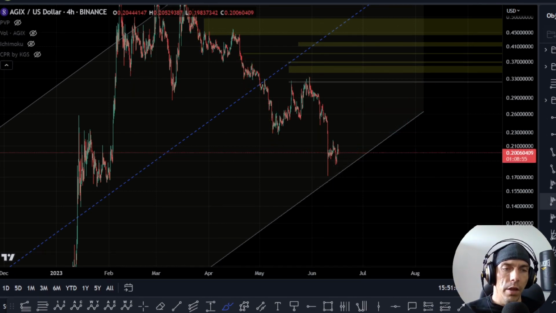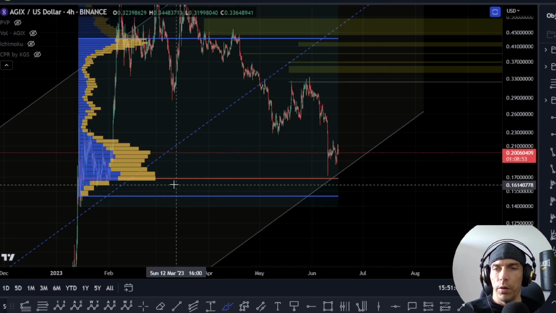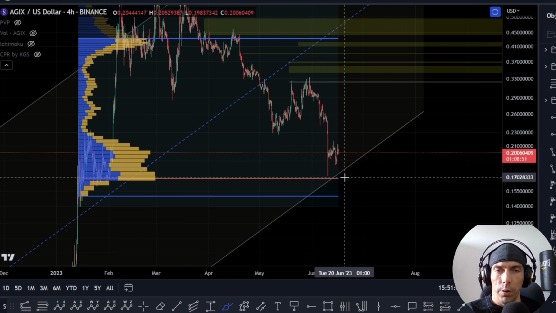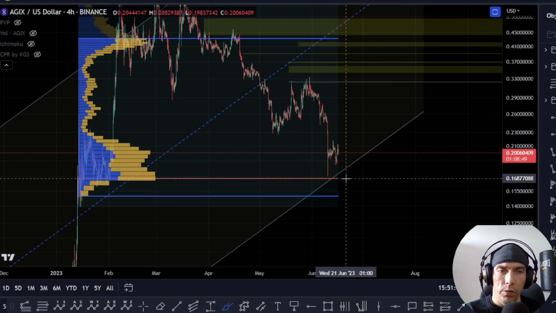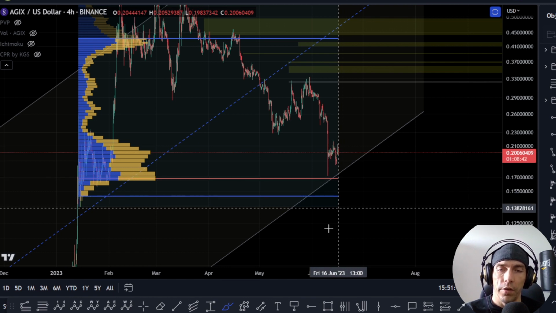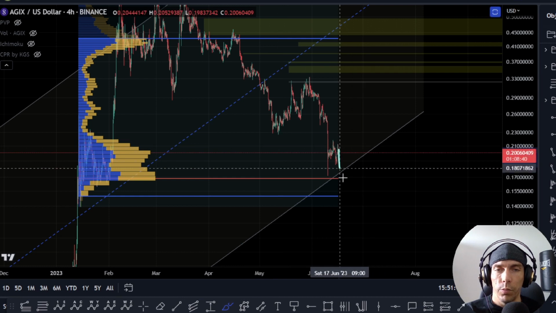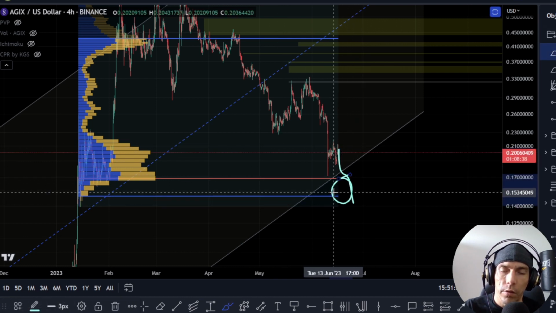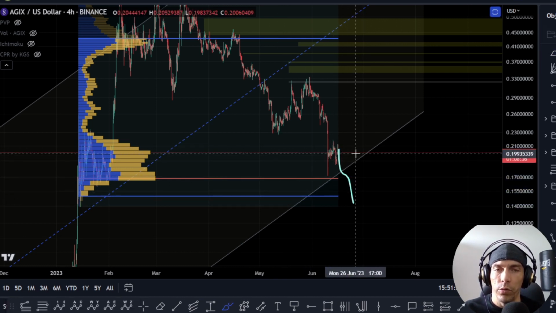Okay, so we're going to go over some levels now, and what I want to talk about is this: if we do look to push down lower here one more time, I would be keeping an eye on this point of control at this 1687, as well as lower down here we do have this value area high at this 1498. So if we do see price continue to push to the downside, what we could see is a reaction off some of those levels.